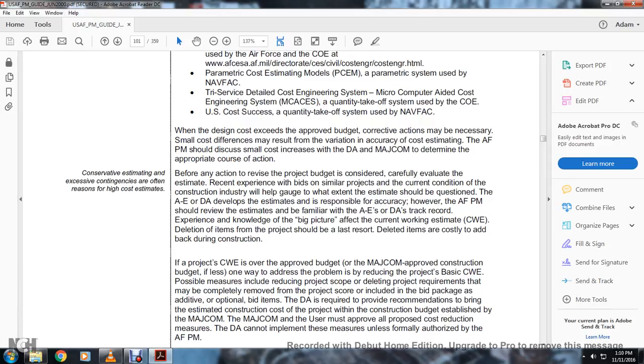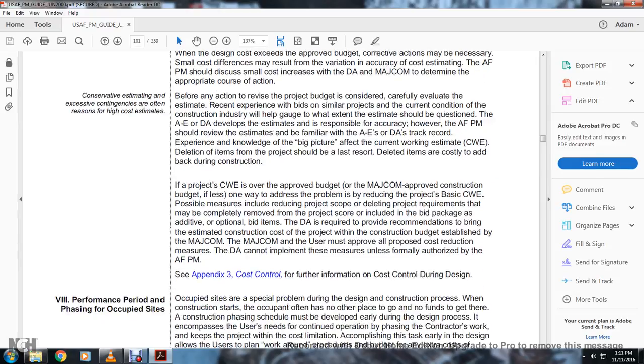The architectural engineer of the DA develops the estimate and is responsible for its accuracy. However, the Air Force program manager should review the estimate, familiar with the architectural engineer's DA track record, experience, and knowledge of the big picture behind the current working estimate. Deleting items of the project should be the last resort, since deleting items for cost may mean adding them back during construction.